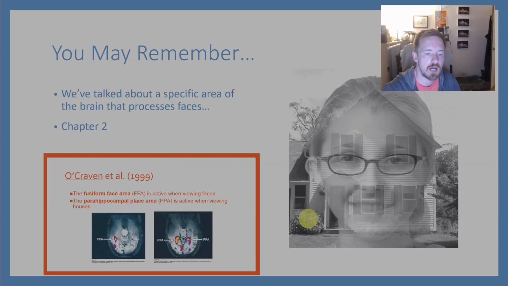Alright, so you may remember that we've also talked about, and I already named the area, the fusiform face area, but it should have been a little bit familiar to you because we've talked about it a couple of chapters already.